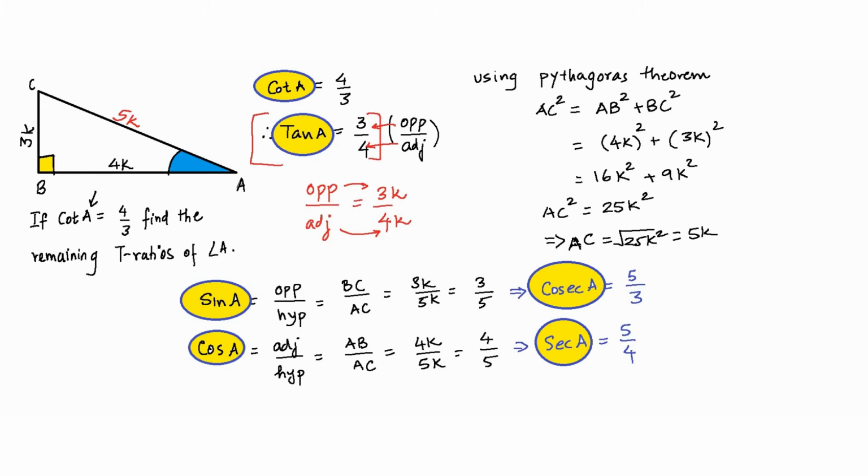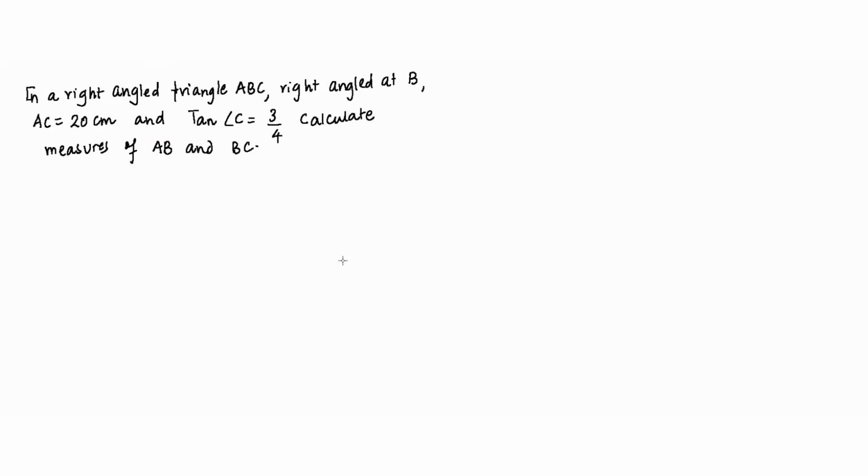Okay, moving on to the next question. Let's take a look at this question. In a right angle triangle, triangle ABC, which is right angled at B. So let's quickly mark that. The triangle is right angled at B. So let's consider this is vertex B, this is vertex A, and this is vertex C.